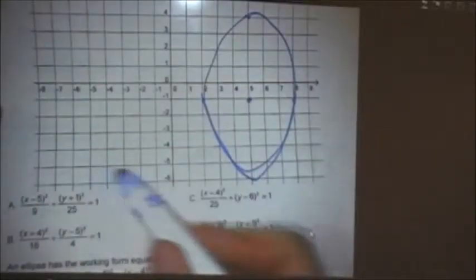That wasn't very good. I didn't even go through the point. There we go. That's a little better. Alright, so there's my ellipse. That was A. You go ahead and do B, C, and D all on this same grid.